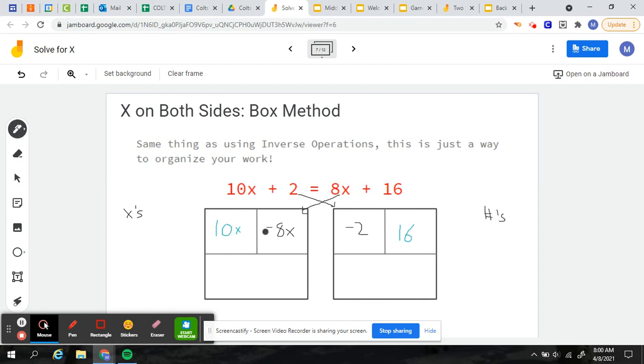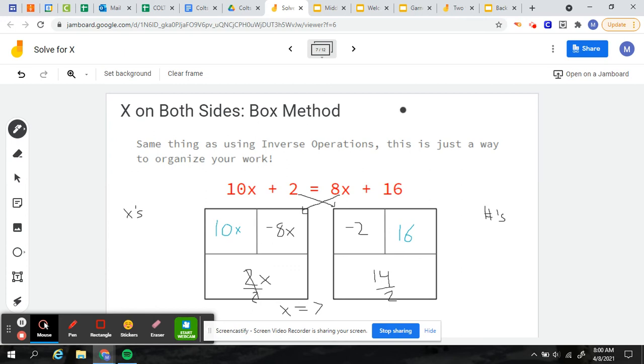All we have to do now is add our two small boxes to get the big box. So 10 plus negative 8 gives you 2x. Negative 2 plus 16 gives you 14. All we've done is add the two little boxes to get that big one. Then, just like I said last problem, your last step is always to divide. So I'm going to divide both sides by 2. Notice that once again leaves me with just an x. So x equals 14 divided by 2, which is 7.